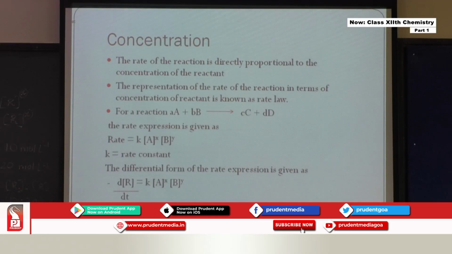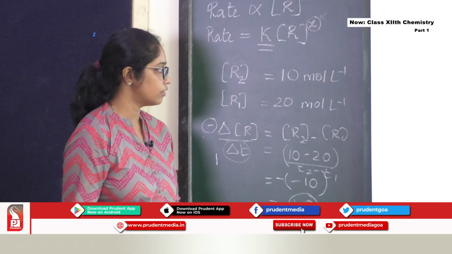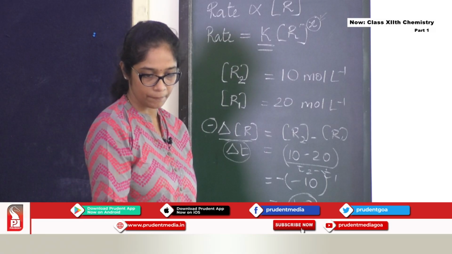Alright. So, here you just have to understand that the rate expression of any reaction is given as rate is equal to the rate constant into the concentration of the reactant. If there are more reactants, then you multiply the concentration of the other reactant as well and raise it to some power, which we are going to find out in the next topic.